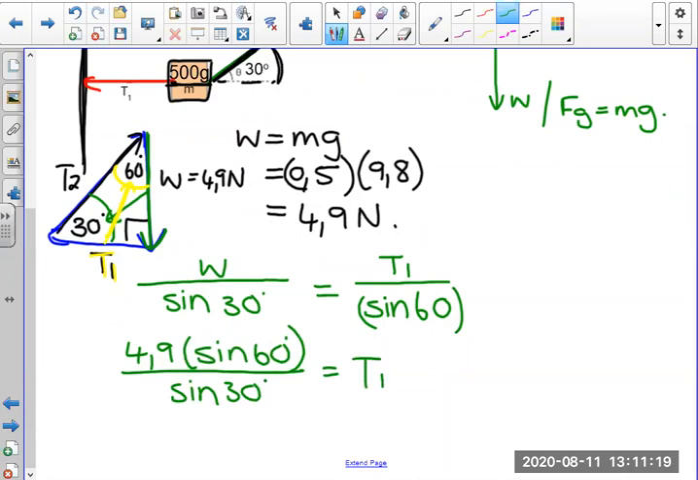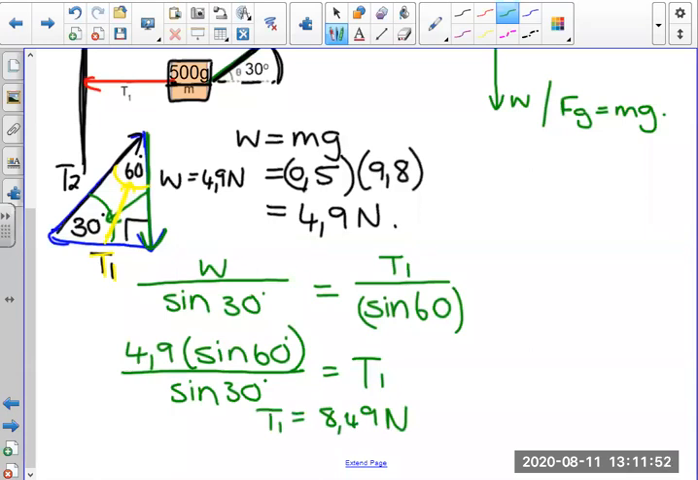Now, when I work out T1, you're going to get an answer for T1 as, T1 equals 8,49 newtons. So what you put in is 4.9 sine 60, and then you can say equal, and then that answer divided by sine 30 will give you T1, which is 8,49.